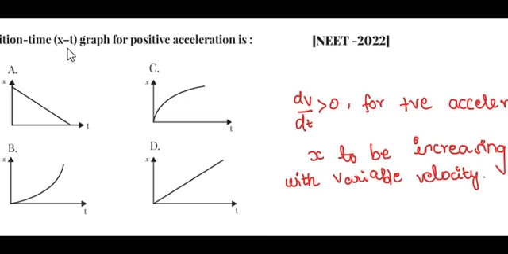In this question, we need to find the position versus time graph for positive acceleration. For positive acceleration, dv by dt should be greater than 0. So x should be increasing with variable velocity. So x is increasing, it is not linear, so x is increasing with variable velocity. If it is linear, the velocity becomes constant. So it is variable. So this graph is suitable for the positive acceleration.